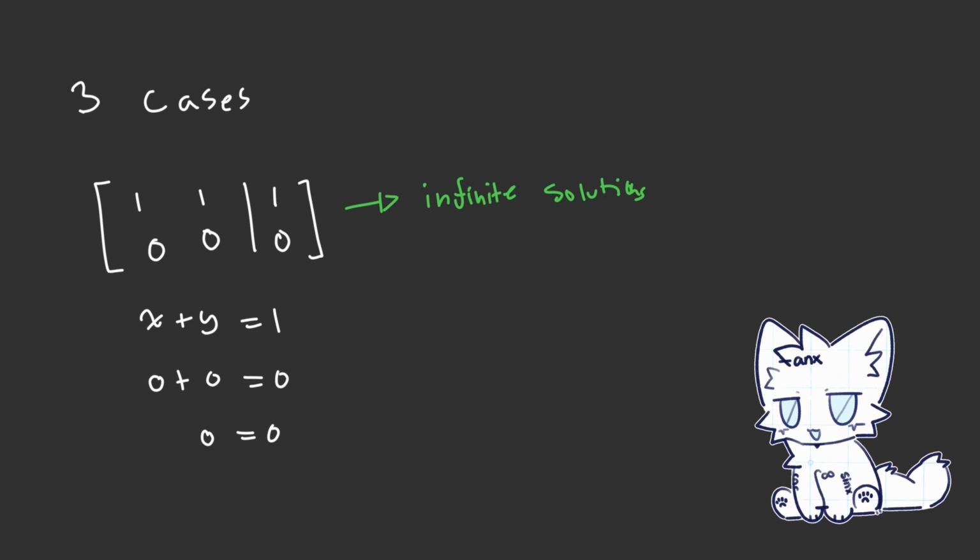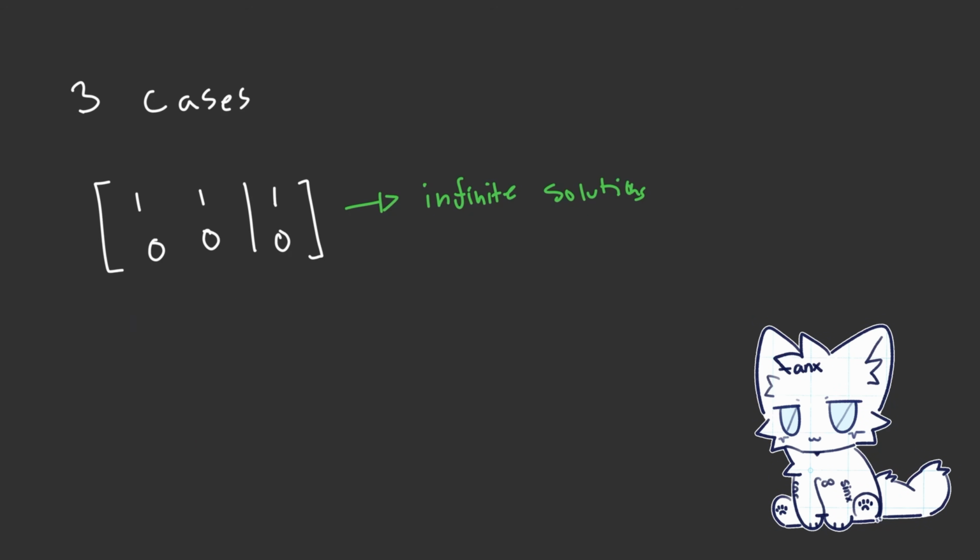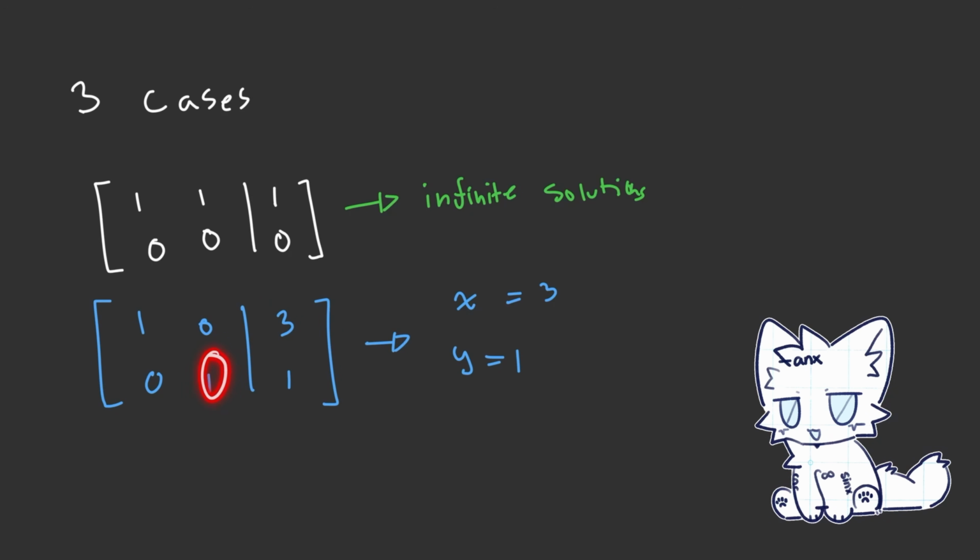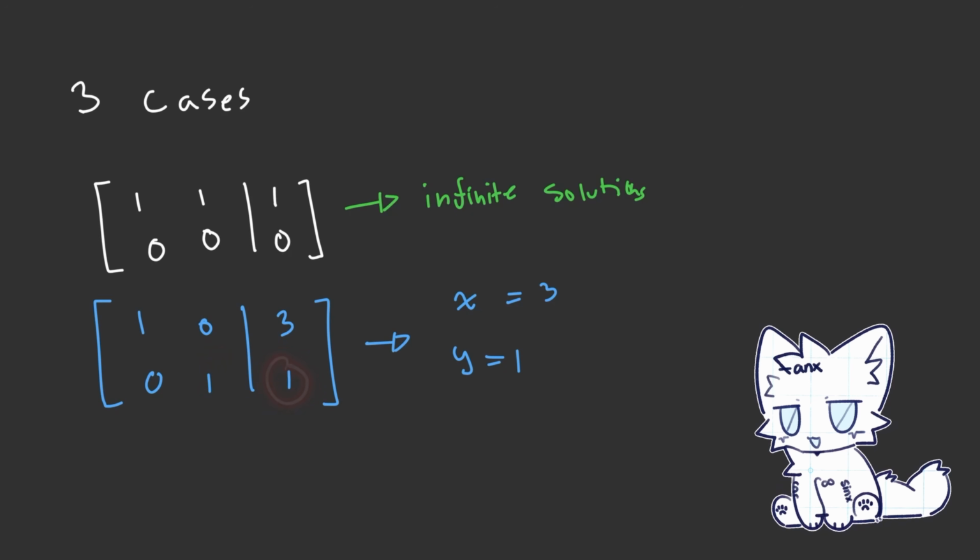Now, let's take a look at the second case. You will see that if you write this out, x is equal to 3, y is equal to 1, because 1x is equal to 3, and 1y is equal to 1. You will see that each variable has a unique solution. So this matrix has one unique solution.